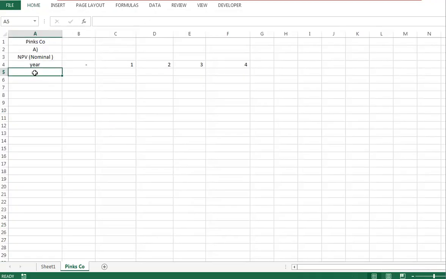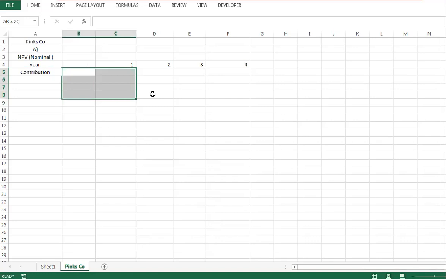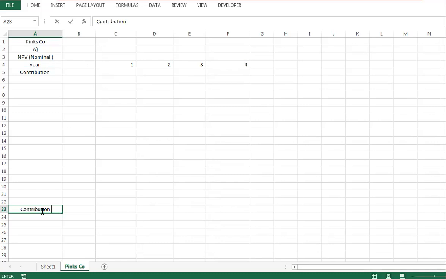Now, first of all, we'll calculate the contribution. Now, I sometimes prefer to do the calculation of the contribution within here, right? But just to make your answer look cleaner, maybe you can do it separately. So contribution, this is your working one, contribution. So you have year 0, 1, 2, 3, 4, right?